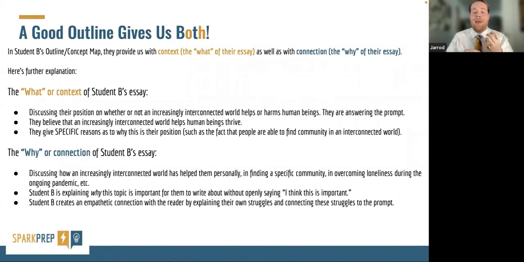So student B creates an empathetic connection with the reader by explaining their own struggles and connecting these struggles to the prompt. For instance, in this example, this pandemic has been such a difficult time for every single person, especially for young people, to navigate the world and to hang out with their friends and to learn and to be in a community. Every single person, no matter their age, has felt that at some time during this pandemic. And that's why this response to this prompt is effective, because it creates a connection between the reader and the writer that is solid, that is very much a shared experience, but still unique to the writer.